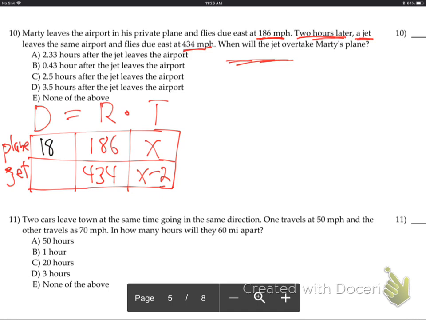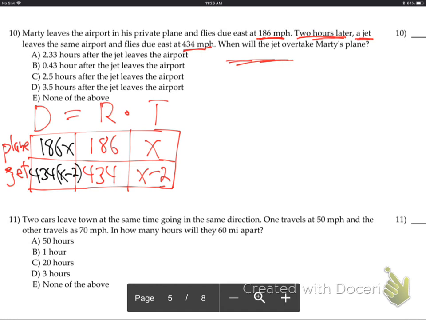So 186x and 434 times x minus 2. That good? So those are the two D boxes. Now, what do I do with those boxes? I got all my boxes, but what do I do with them now? I have to write an equation.